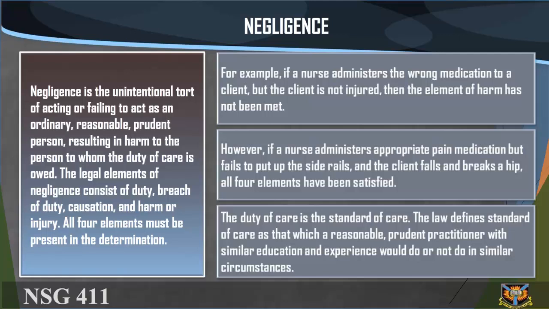For example, if a nurse administers the wrong medication to a client, but the client is not injured, then the element of harm has not been met. However, if a nurse administers appropriate pain medication, but fails to put up the side rails and the client falls and breaks a hip, all four elements have been satisfied.